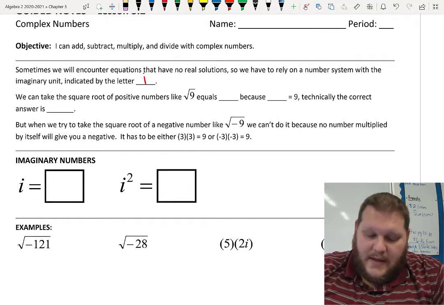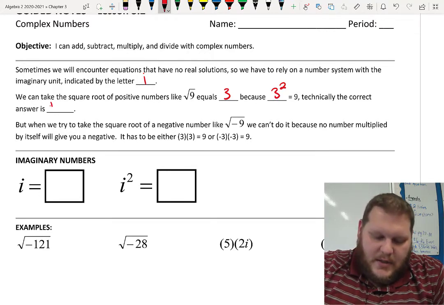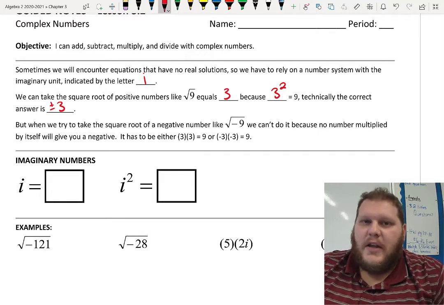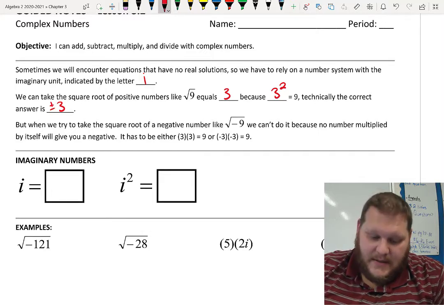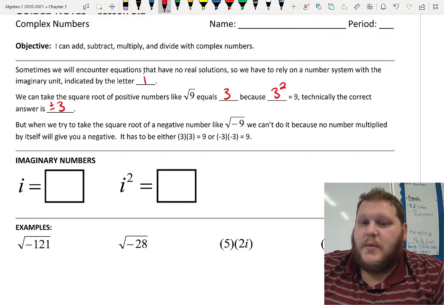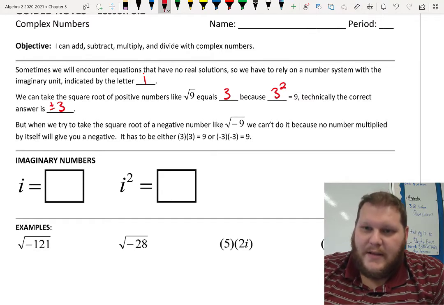We know that we can take the square root of positive numbers like 9, because 3 squared equals 9, but technically we know that the answer will be plus or minus 3, because both positive and negative 3 squared would give me positive 9. If we try taking the square root of a negative number like negative 9, we can't do that, because no number that's squared would give you that negative. It has to be either 3 times 3 equals 9 or negative 3 times negative 3 equals 9. So that's why we can't take those negatives.